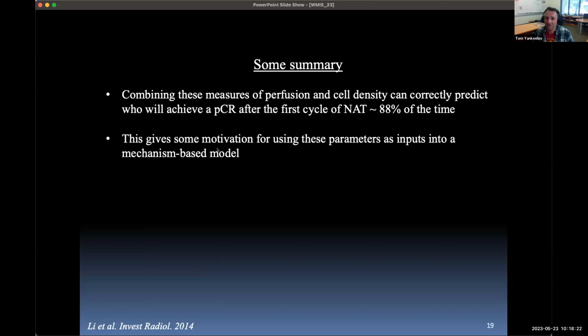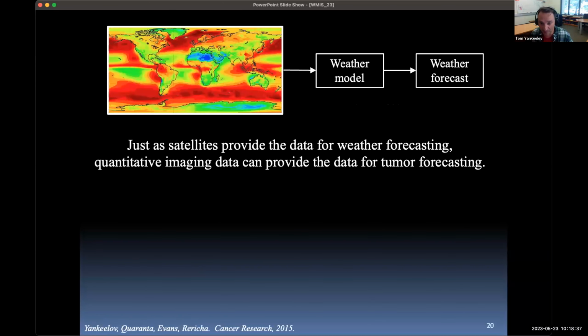But what it does here is it gives us some motivation for using these measurements as inputs into a mechanism-based model. So if these measurements on their own, at least statistically, can separate responders from non-responders, then they might be something we want to build into a mechanism-based model. And that's going to be what we're trying to do here.